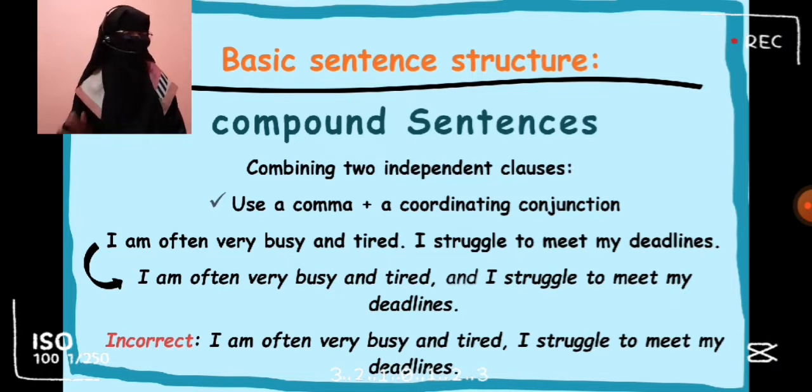Notice in the incorrect example that only a comma here is problematic. The comma is not strong enough in this case to hold the two sentences together. This actually creates what we call a run-on sentence or a comma splice, meaning that there are two independent clauses connected by a comma, but the comma is not strong enough on its own. It needs to work along with one of those coordinating conjunctions.